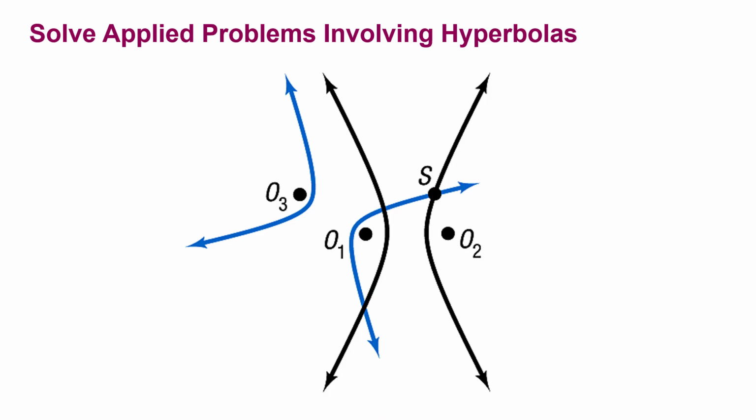If the third microphone at O sub 3 records the gunshot 2 seconds after O sub 1, then S lies on a branch of a second hyperbola with foci at O sub 1 and O sub 3. And in this case, the constant difference will be 2200. The intersection of the two hyperbolas identifies the location of S.